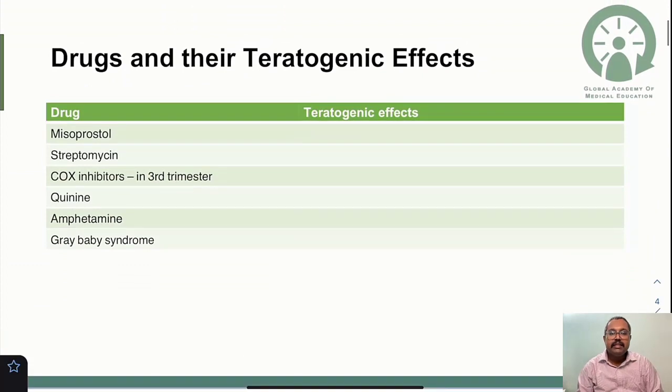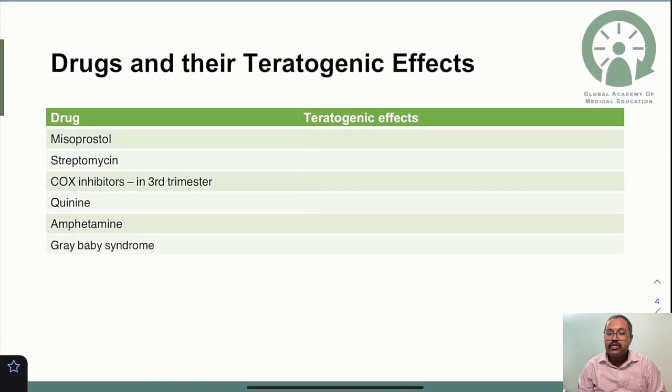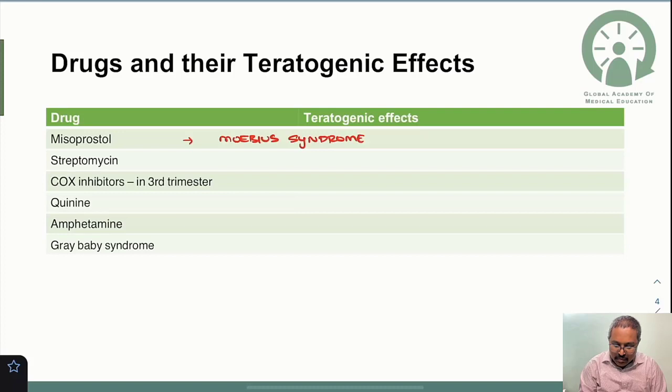So next, coming to the teratogenicity that is mediated by misoprostol. Misoprostol is a prostaglandin analog. It is known to cause Mobius syndrome. So what about streptomycin? So please remember, streptomycin is an aminoglycoside. They are more prone for ototoxicity and nephrotoxicity.